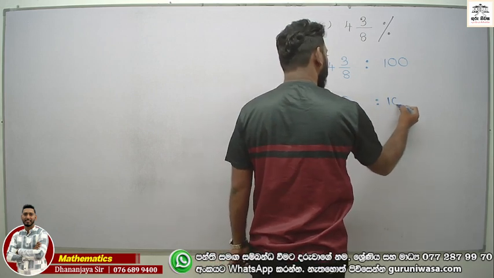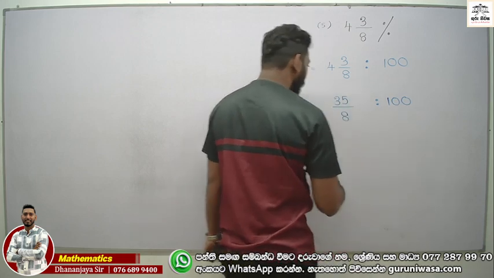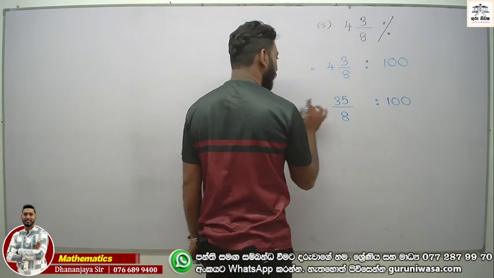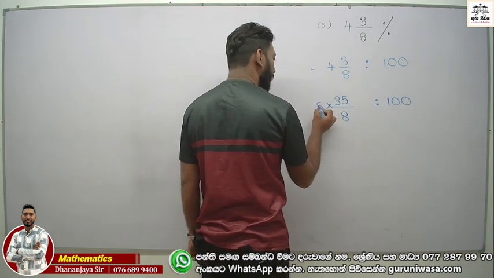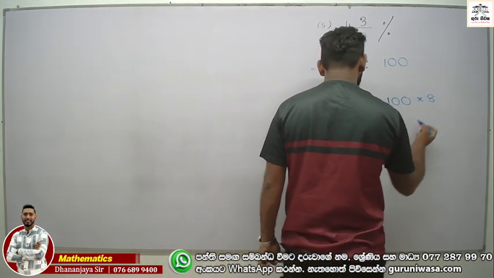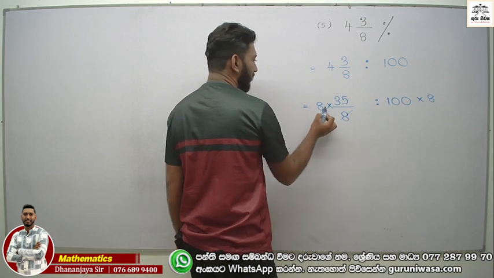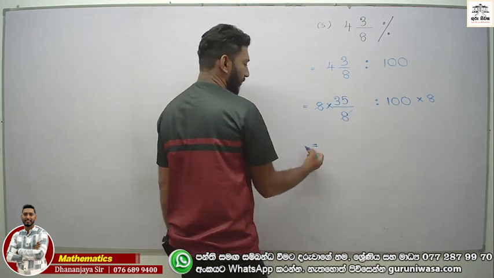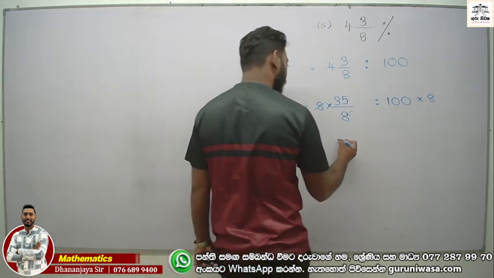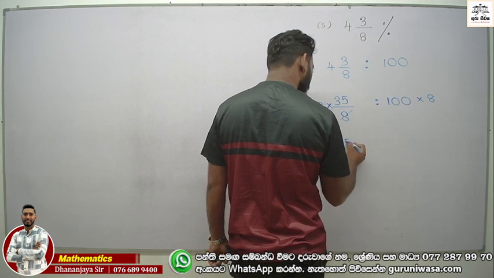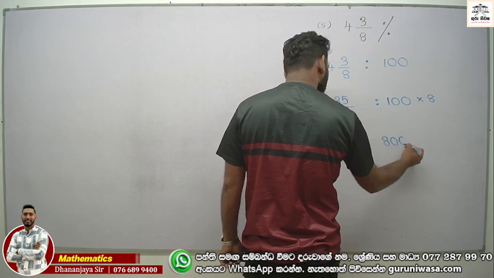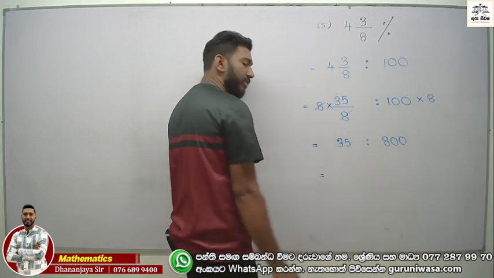The percentage is 100. Now this denominator is 8, so I am going to multiply both sides by 8. Both sides, that's the method. Now the 8 and 8 cancel on the right. Now 35, this is the 35. Now this one becomes 800.